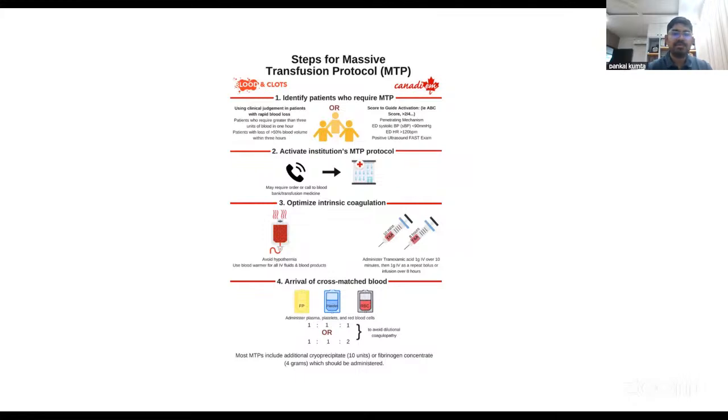So you activate it as per your system, as per your wisdom. Again, during this time, you are making sure to avoid hypothermia and use a blood warmer for IV fluids and products. So again, hypothermia is a killer, especially in trauma. So you need to make sure temperature is maintained.